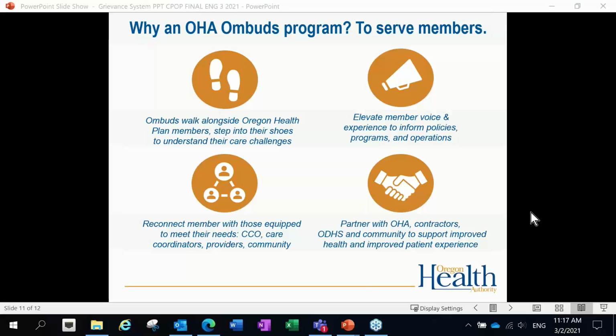And we partner with other Oregon Health Authority offices, such as Public Health, Oregon Health Authority contractors, Oregon Department of Human Services, and community partners to support improved health and improved patient experience. So we are collaborators. We work with anybody and everybody that serves the Oregon Health Plan Medicaid population here in Oregon. Again, to make those connections, find resources, and get folks the care that they need.